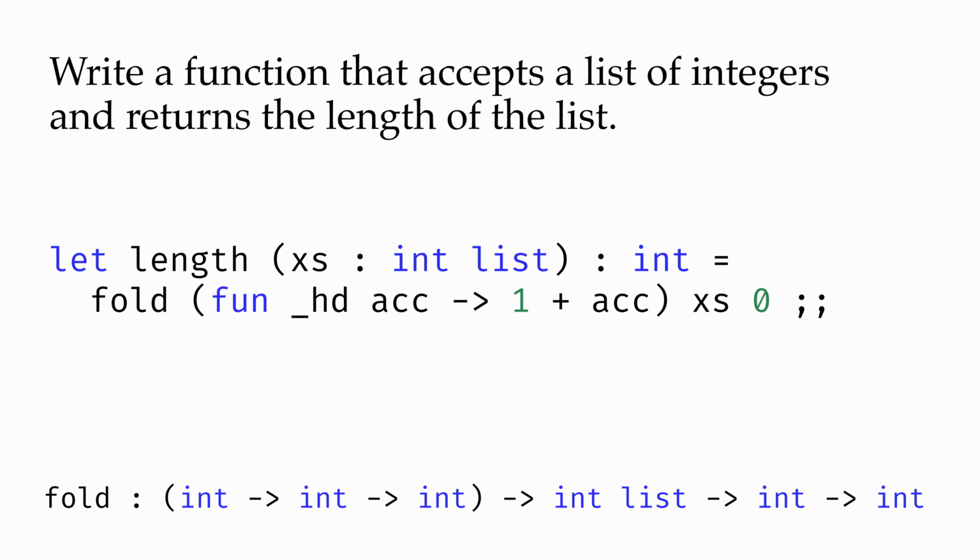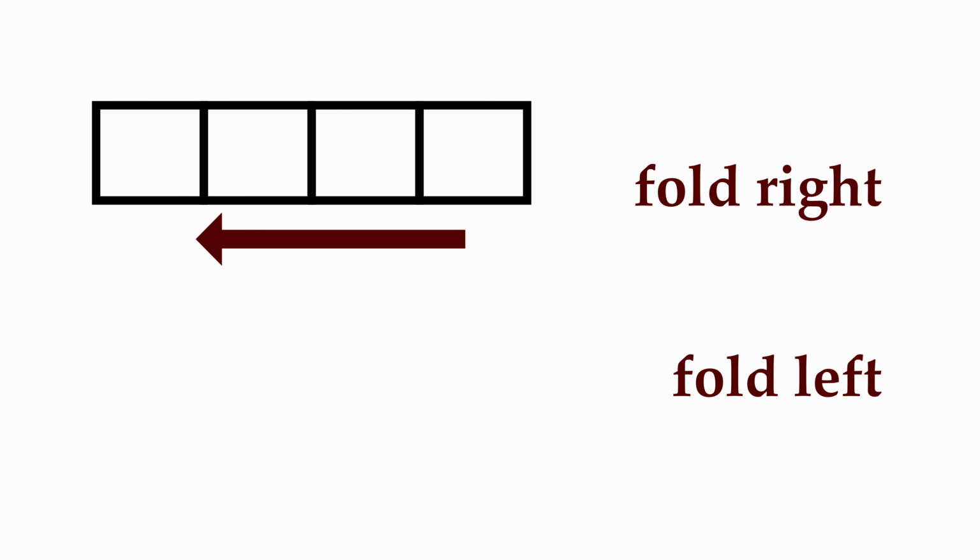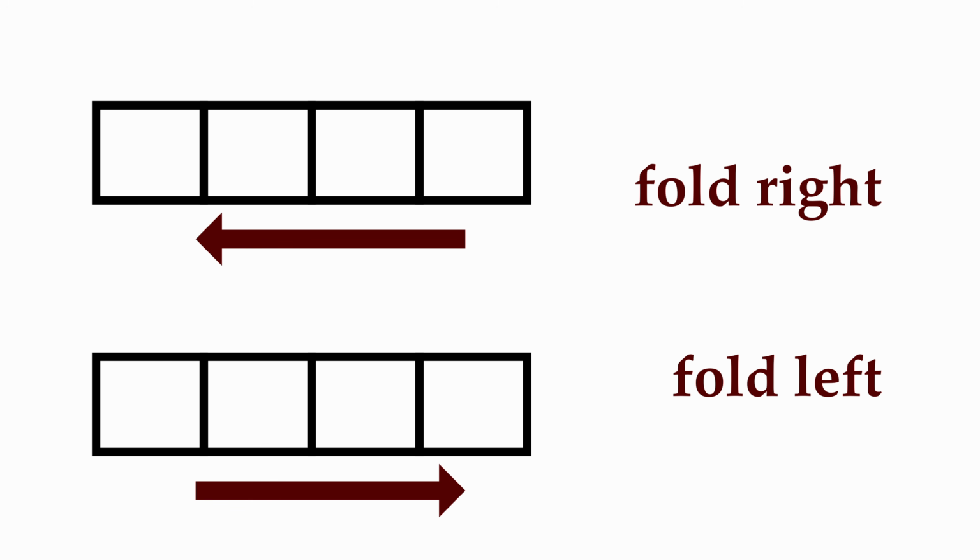Just like that, we've used the fold abstraction to very succinctly define a function that takes the length of a list. Since our fold abstraction processes elements from right to left, it's often called a fold right. We could also define a fold left that processes elements from left to right instead. But let's look at one final abstraction, again by noticing patterns of repetition in other code.